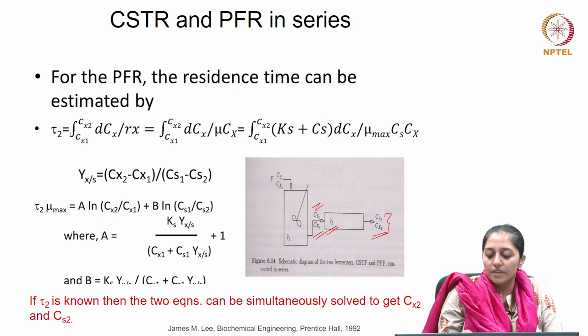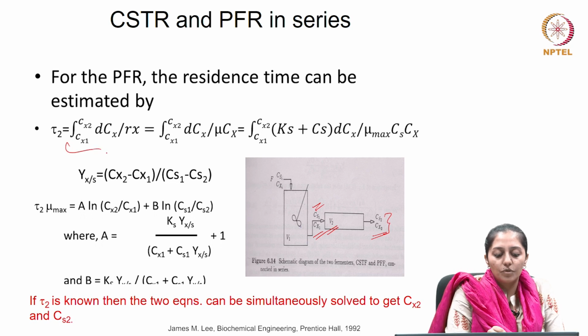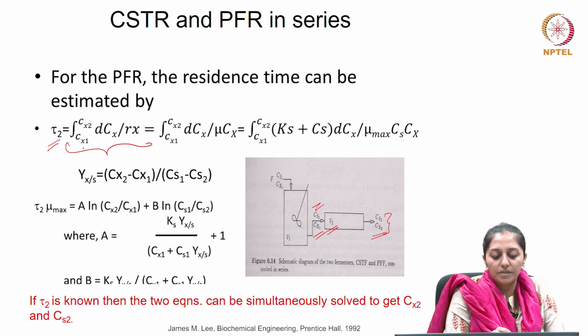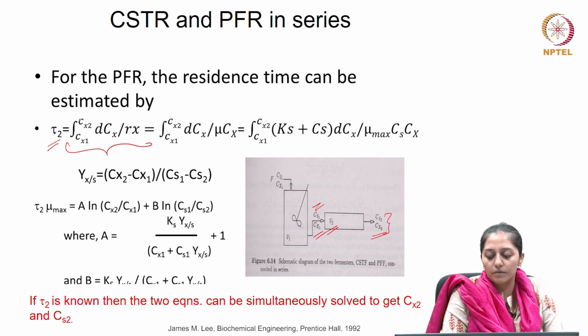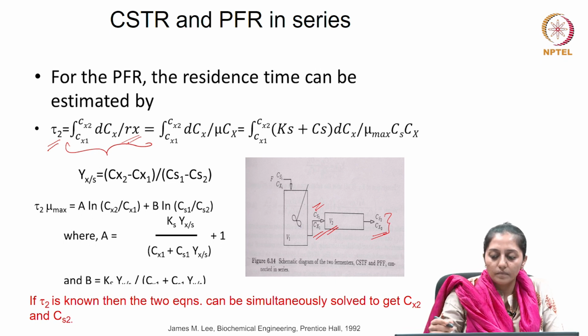Now, the residence time for the second reactor, because it follows batch kinetics, can be estimated as shown here. So, your residence time can be calculated by using the limits of the initial biomass concentration, which is the inlet biomass concentration CX1, and the final biomass concentration coming out of this reactor, which has been represented as CX2. So, the limits for CX have been given as CX1 and CX2 of the integral, and Rx is your rate of reaction, the biomass formation rate.